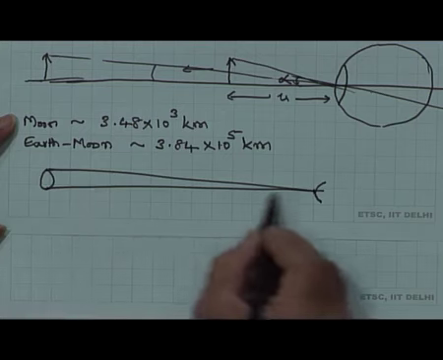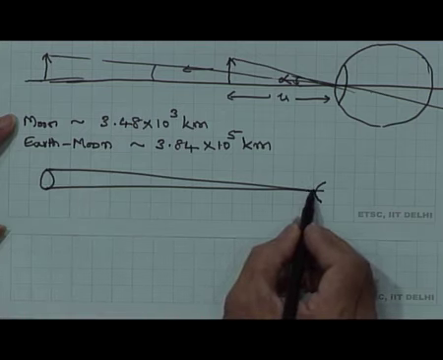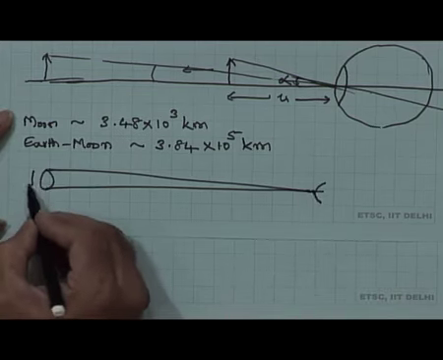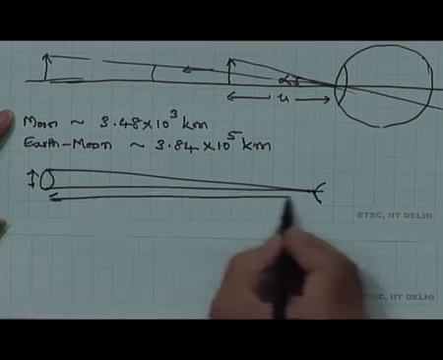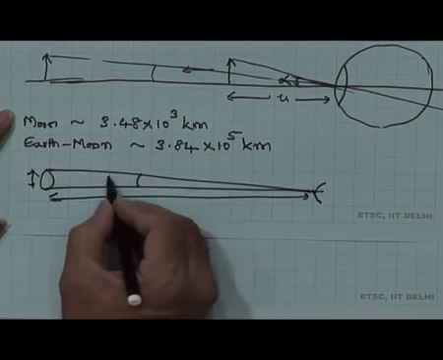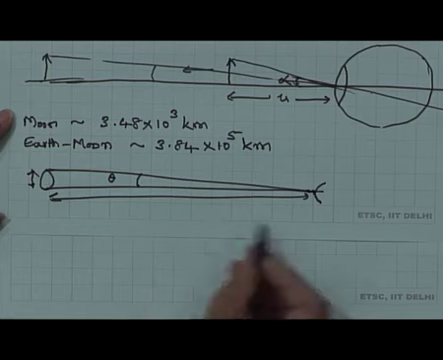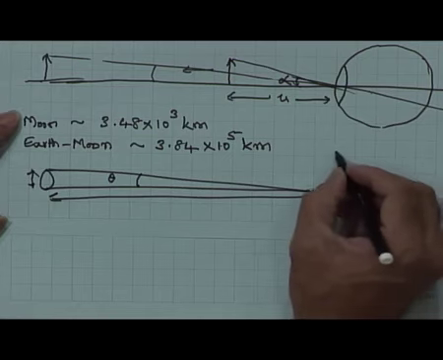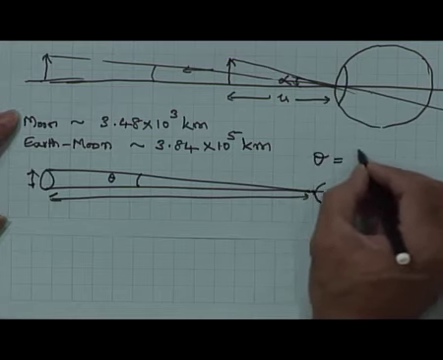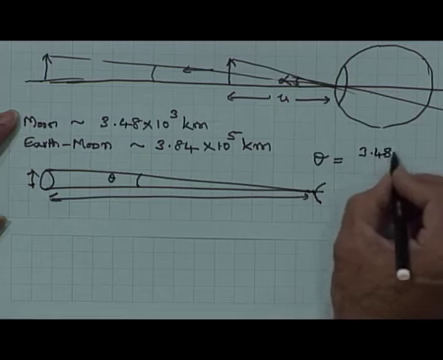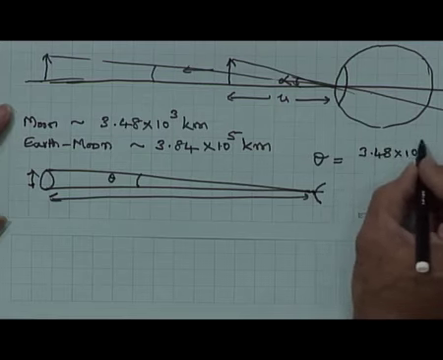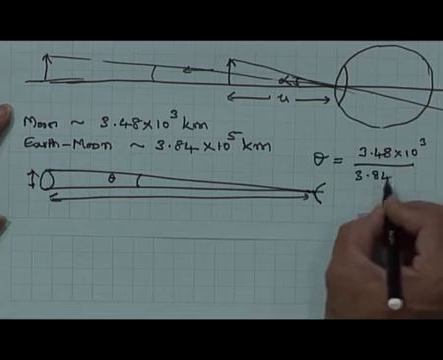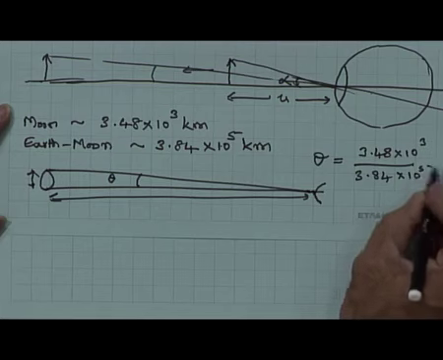So, what angle would this subtend at the observer's eye? This is the diameter and this is the distance. So, how much will this theta be? Obviously this arc length is equal to r theta, so theta is equal to the separation. So, theta is equal to 3.48 into 10 to the power of 3 kilometers divided by 3.84 into 10 to the power of 5 kilometers.